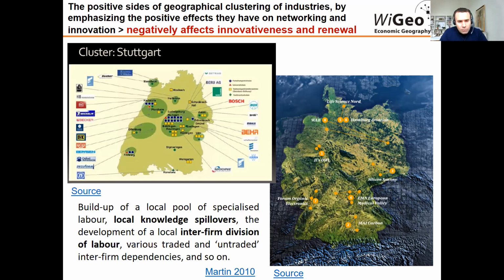So the clusters build up on local pools of specialized labor. They take advantage of the embedded knowledge that exists, or what we call here the knowledge spillovers, that helps to develop new firms, or to branch out to other kinds of activities that can complement, and therefore are related with these activities. And here is just an example to underline some of the clusters that exist in Germany.